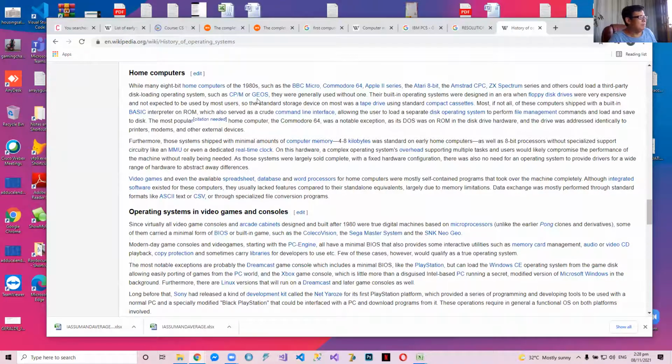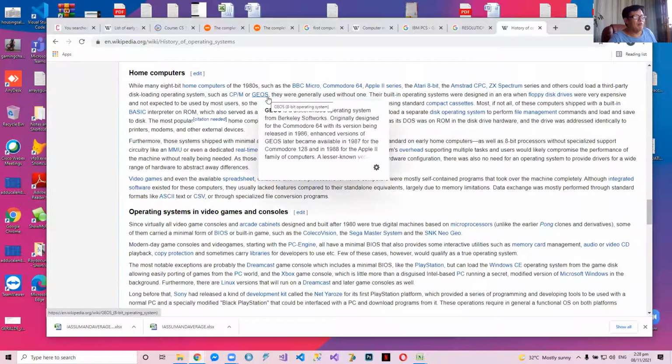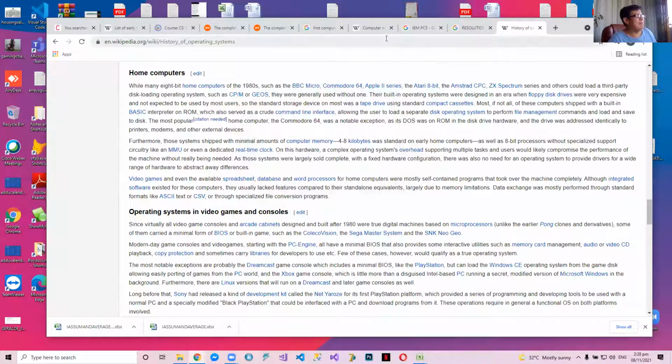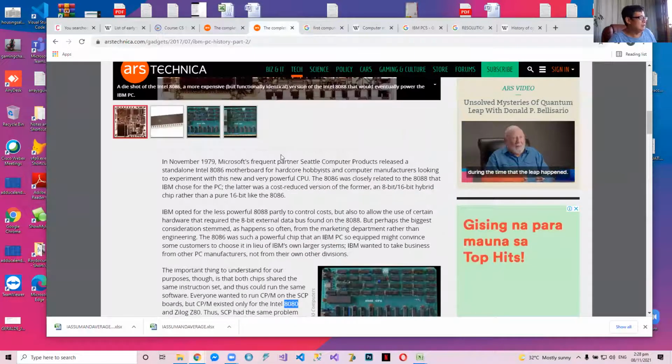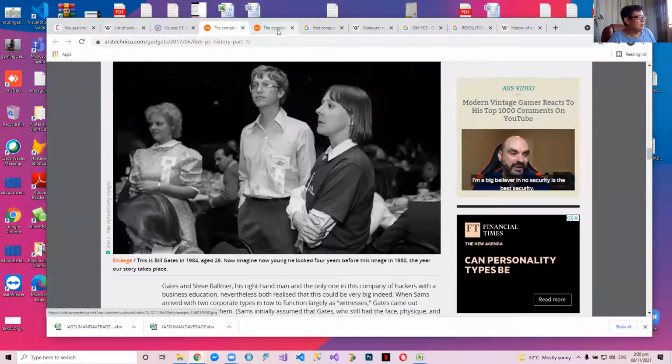What does CP/M mean? Find that out. Maybe GEOS is a second name for CP/M. The first operating system to run on the PC is called the CP/M. It's not owned by Microsoft. I don't know who owns it, but you find that out, okay? We're done with this.